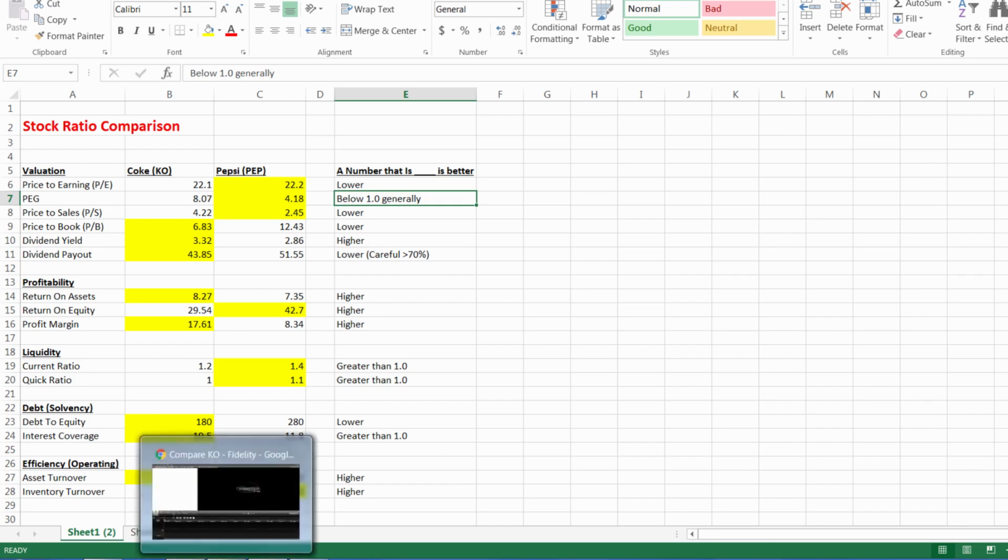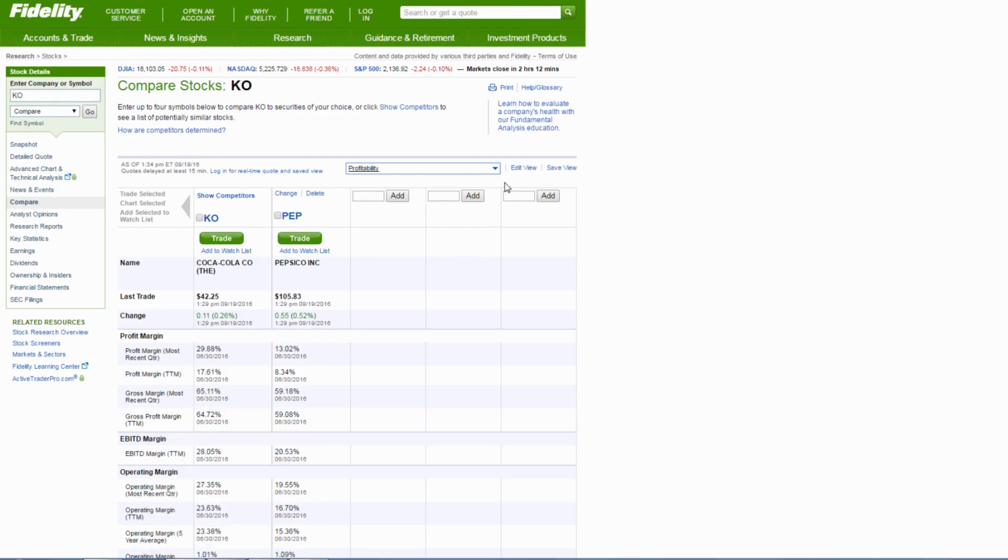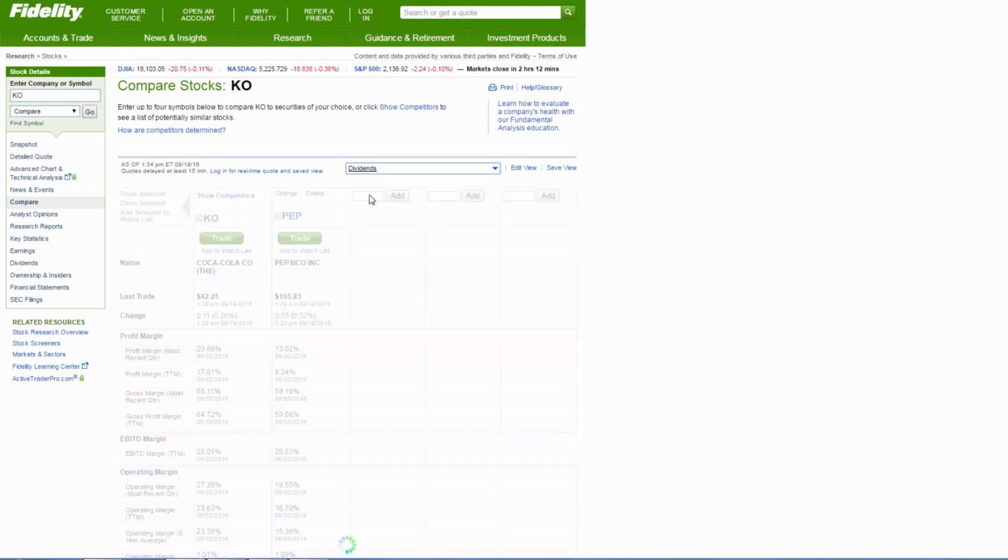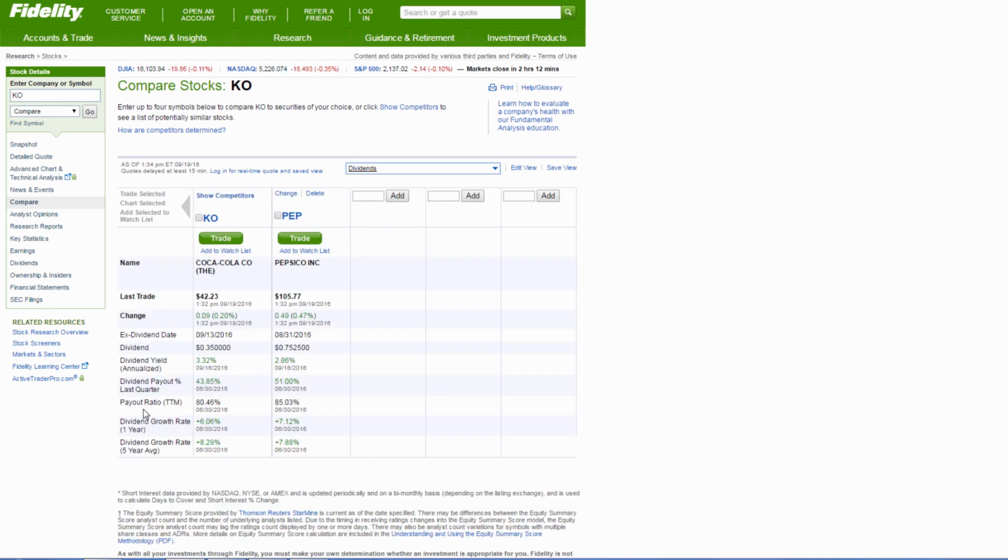Let me go back to them because I think I put in a wrong number there. Let me just double check that on that dividend payout. 80.46. So I'm looking at dividend payout. Oh, I was looking at the last quarter. So the last quarter they paid at 43 and 51, which is a good sign for the last quarter. But if you look at the trailing 12 months, they're at 80.46 and 85.03.